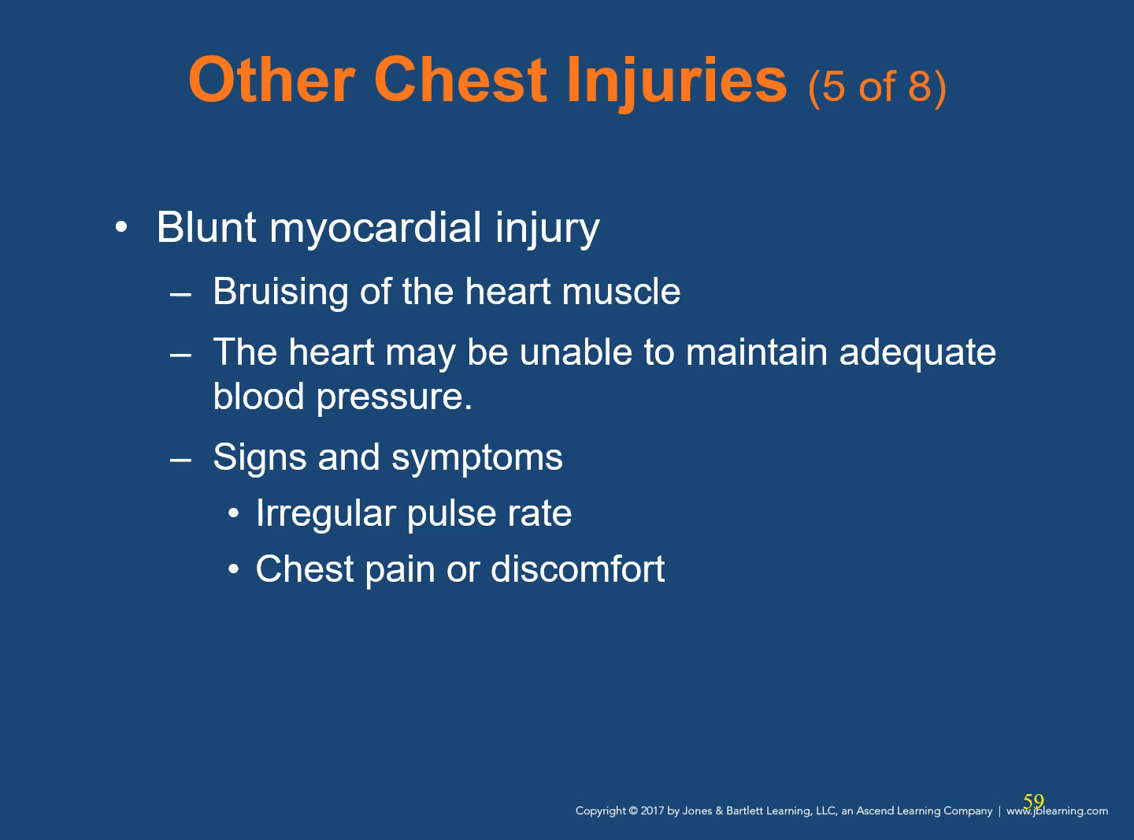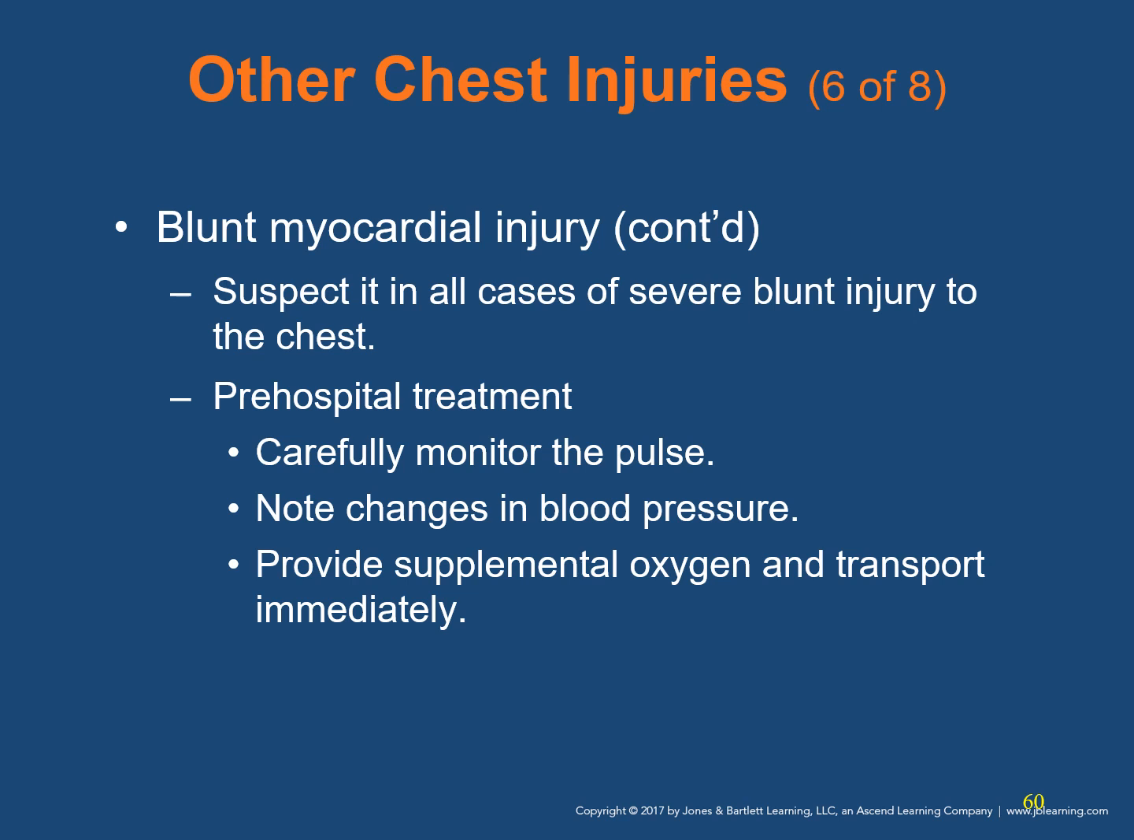Blunt myocardial injury. Bruising of the heart muscle. Blunt trauma may injure the heart itself, making it unable to maintain adequate blood pressure. Signs and symptoms: irregular pulse rate; ventricular tachycardia and ventricular fibrillation are uncommon. The patient may complain of chest pain or discomfort, similar to cardiac symptoms. Suspect myocardial contusion in all cases of severe blunt injury to the chest. Pre-hospital treatment: monitor the patient's pulse carefully. Note any change in blood pressure. Provide supplemental oxygen and transport immediately.